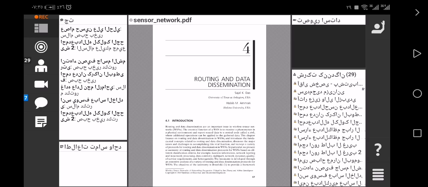For this session we start with chapter 4, routing and data dissemination. For the first time we should have a look at the introduction of this chapter. Routing and data dissemination are an important issue in wireless sensor networks.